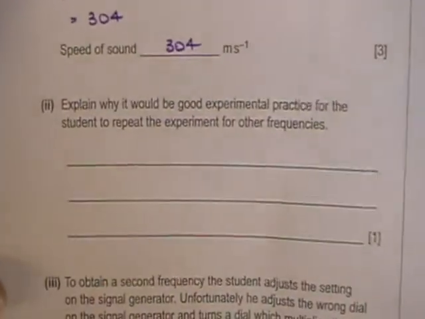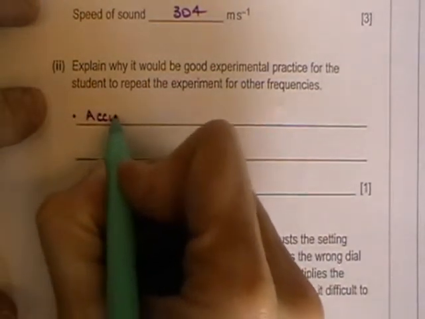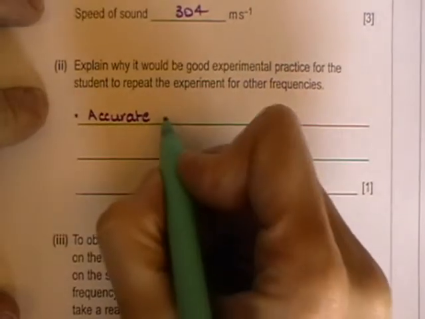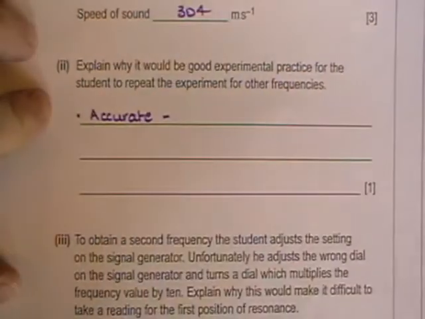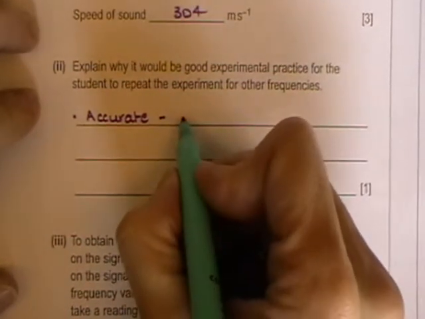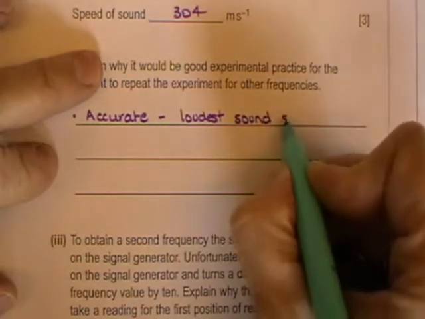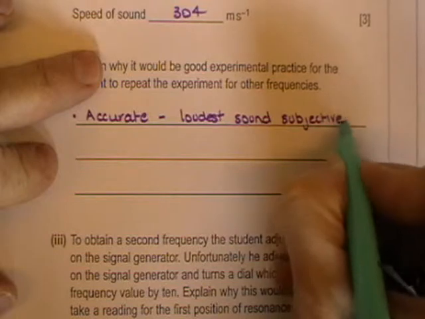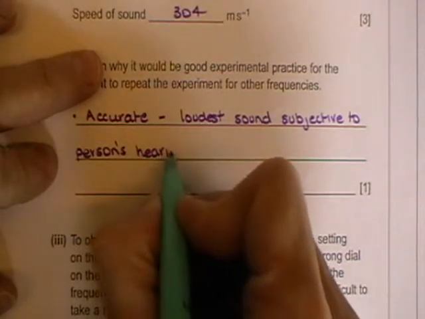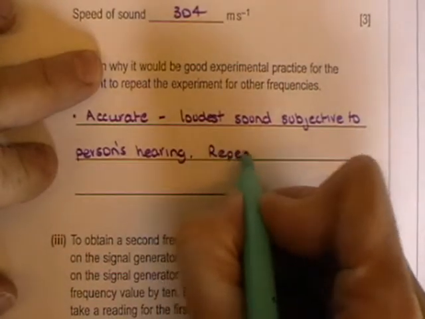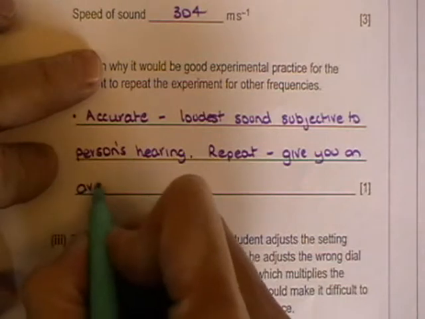Explain why it would be good experimental practice for the student to repeat the experiment at other frequencies. Well, it's going to be more accurate, because what you hear is very subjective to your hearing. It's you deciding that it's the loudest sound. So loudest sound is subjective to a person's hearing. So if you repeat, then this will give you an average, and you're more likely to be accurate if you do that.